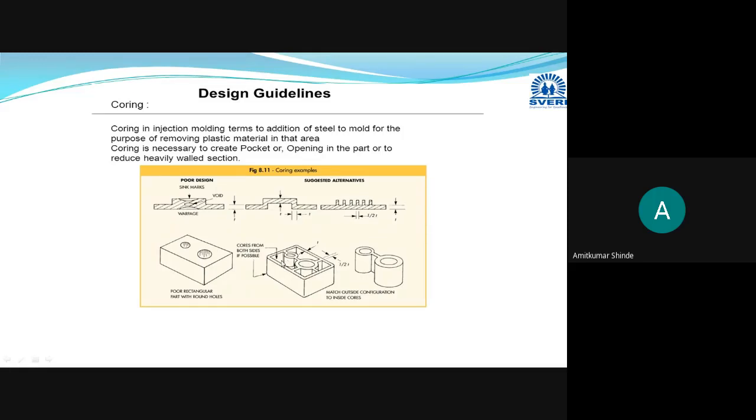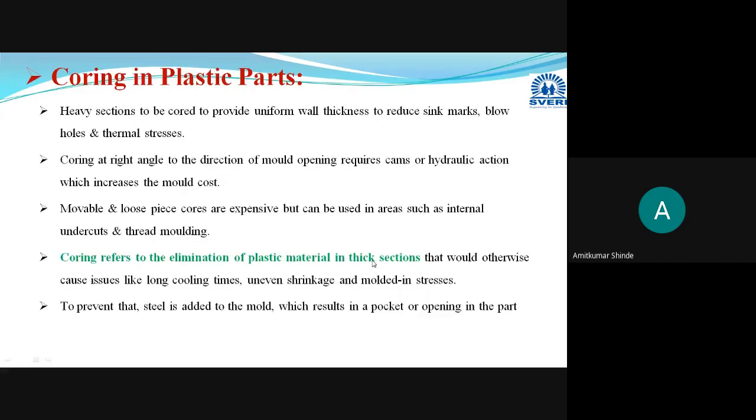Extra material is removed by providing the steel coring in this mold, and a part is achieved with uniform wall thickness throughout. This is termed as the coring. This is the diagram. This is the heavy section, and it will end up with sink marks, voids, and warpage. To avoid this, the extra material is removed by addition of steel to the mold. The extra plastic material is removed from both sides to give the uniform wall thickness. This will be termed as the coring.